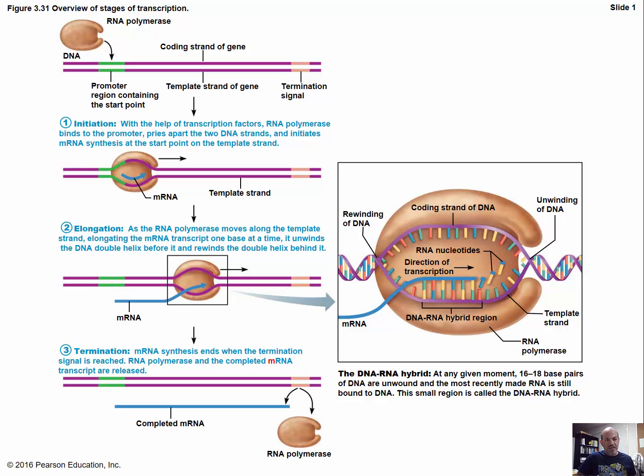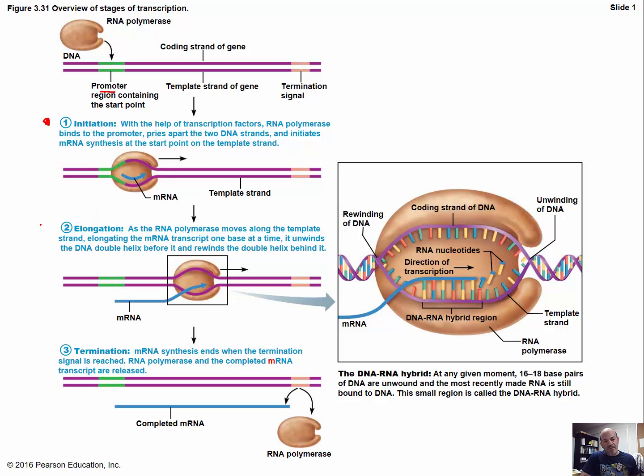So let's take a look at it here in the diagram. At the very top, we have the initiation here. And here's your RNA polymerase. Here is the promoter region. And so with the help of the transcription factors, the RNA polymerase binds to the promoter and pries apart the 2 DNA strands and initiates mRNA synthesis at the start point on the template strand.